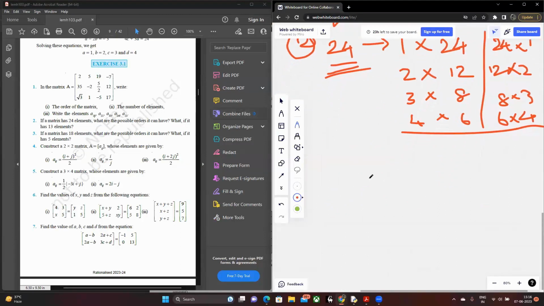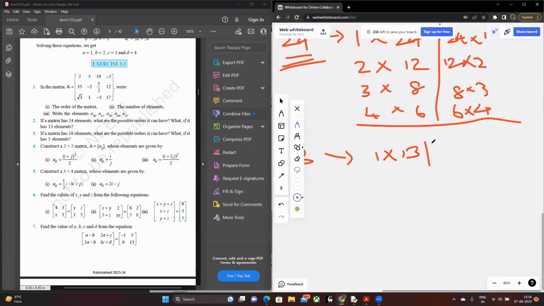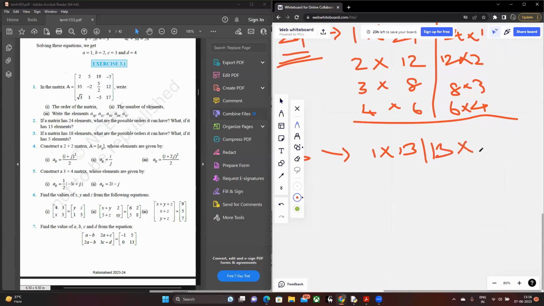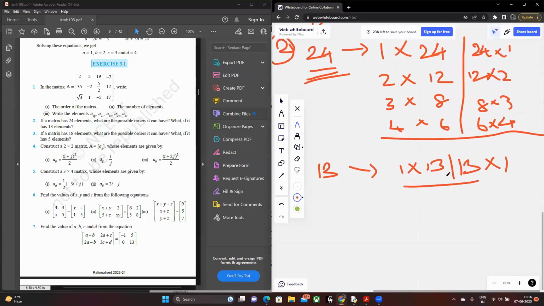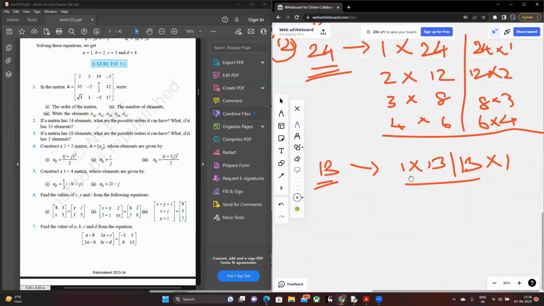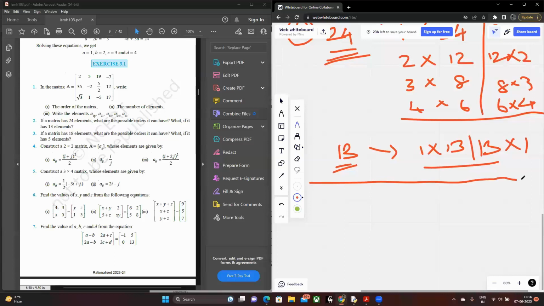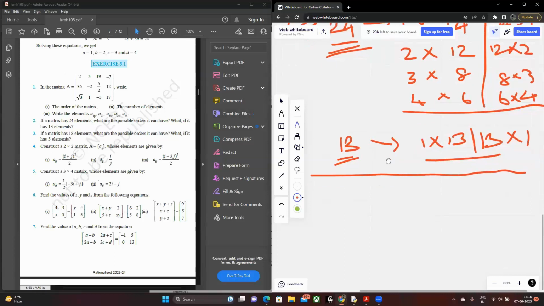And what if it has 13 elements? If it has 13 elements, the only 2 possible orders are 1 cross 13 and 13 cross 1, because 13 is prime. So it has only 2 factors, 1 and 13. So a 13 element matrix is going to be either a row matrix or a column matrix. And that's basically it. There's no other information to be given.